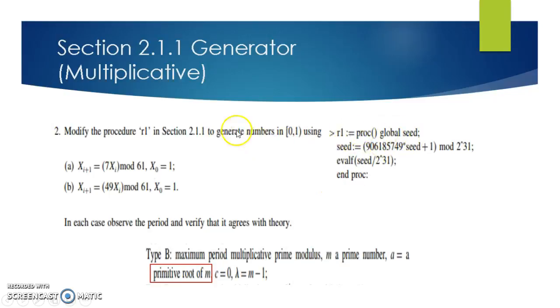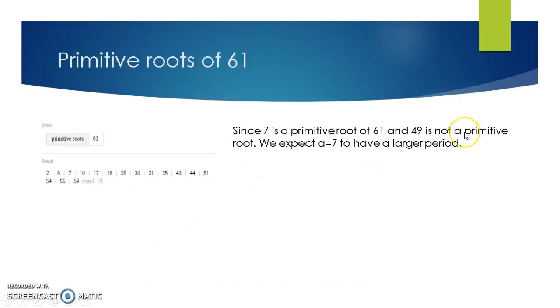And then finally, the R1 procedure that the problem references is just this. This is it written in Maple code. Basically, this is what it goes through. It's a typical procedure. So moving on, we're going to talk about primitive roots.